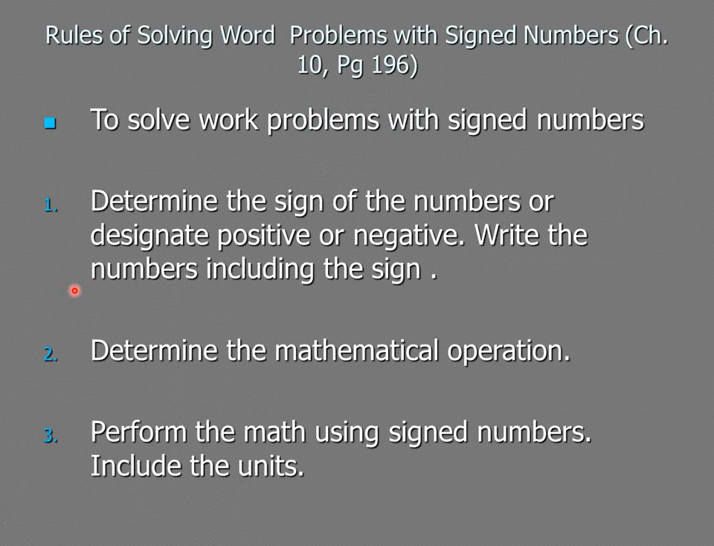Now let's look at some problems with the sign. Some word problems. To solve word problems, you first determine the sign of the numbers and designate the signs with the numbers, because you'll be given some numbers in the question. From the question you read the numbers and identify which will be a positive number and which will be a negative number. Then you determine the mathematical operation. You'll have to determine whether it will be an addition, subtraction, multiplication, division, or a combination of them. You determine that, and then you do the math accordingly.